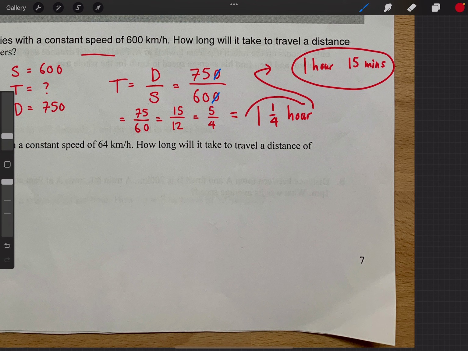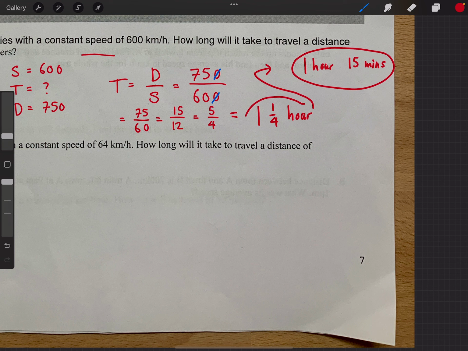Now let's see. Can we simplify this? Can 13 fit into 78 somehow? Let's try. If I multiply 13 by maybe 6, I might get 78. 6 times 3 is 18. 6 times 1 is 6 plus 1 is 7. That means it's 78. So 13 fits into 78 6 times. So we can just divide this by 13. This will be 1. Divide this by 13, you get 6. So now the answer is 9 and 1 on 6.